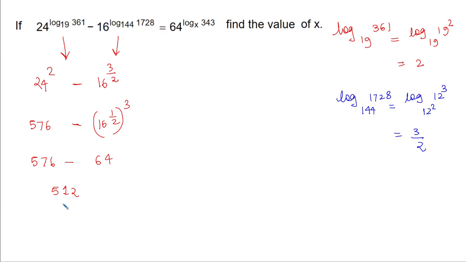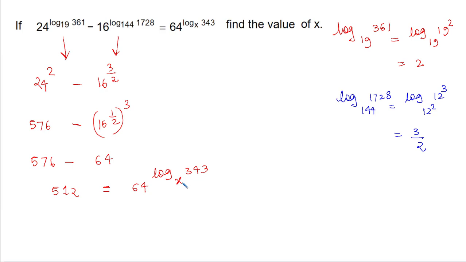Now simultaneously let's solve the right hand side also. This 512 is equal to 64 to the power log of 343 to the base x. So now after this let's solve this equation and see what we get here.